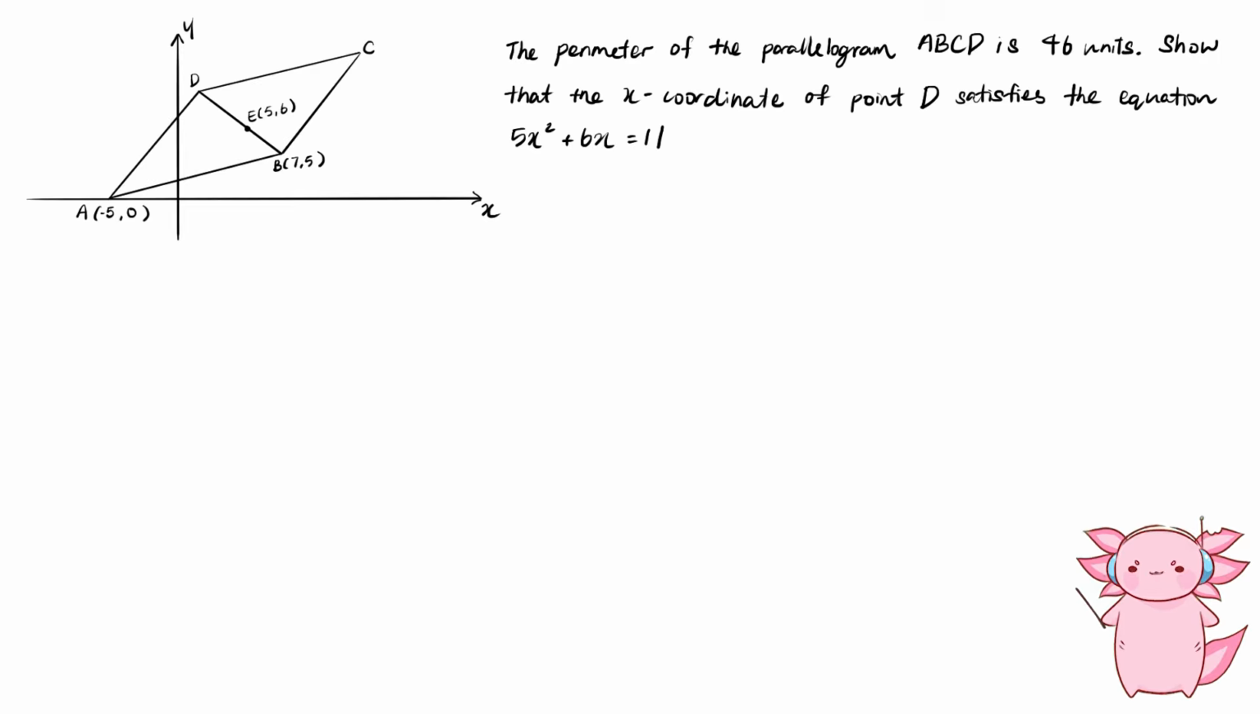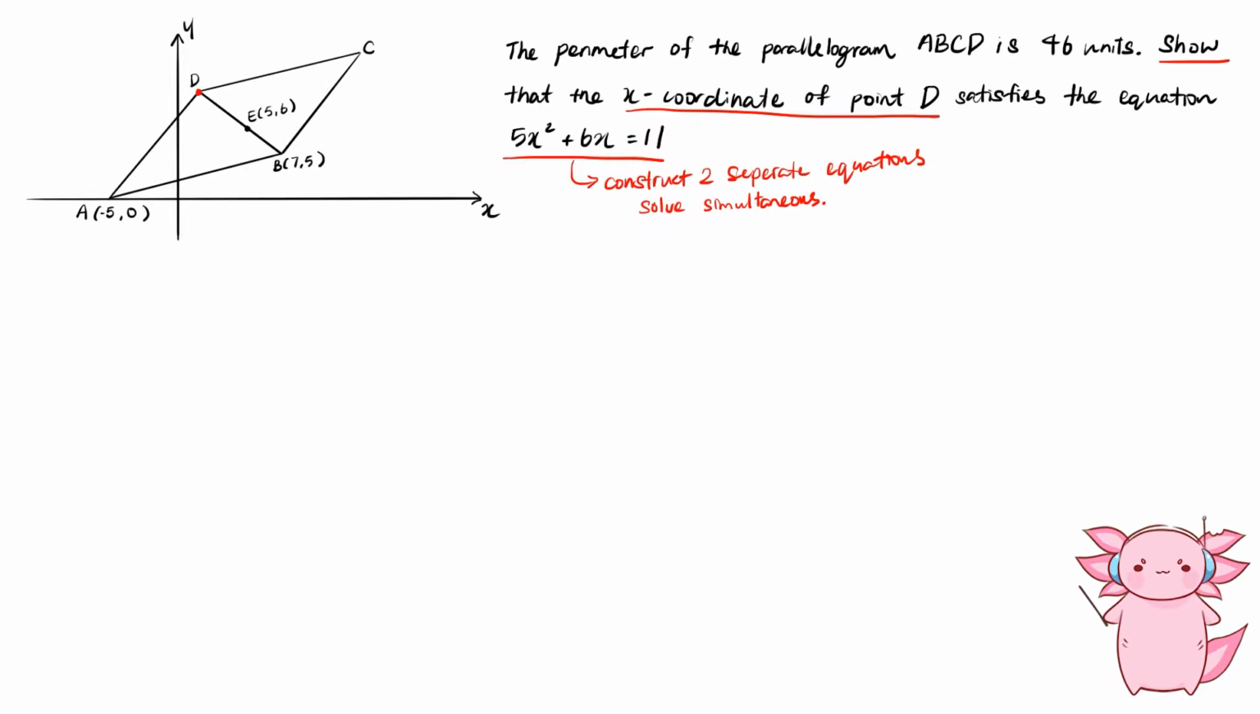You know what's really weird about this question? Them asking you to show that the x-coordinate of this point D satisfies some equation instead of just solving it. Now, this actually gives us a clue that we need to construct two simultaneous equations and then solve it from there. Because point D is the intersection of this line AD and this line BD, let's try to find the equations of these two lines first.